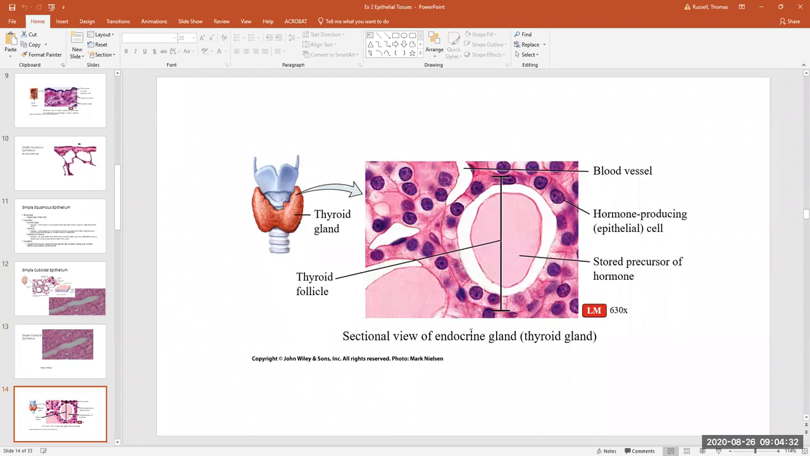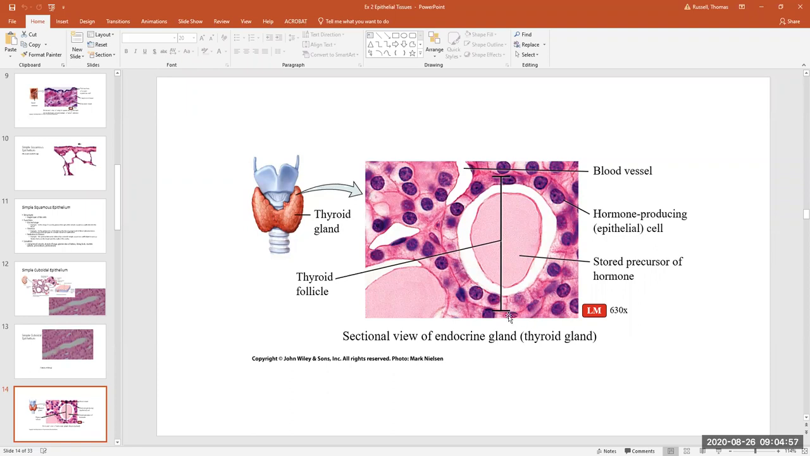So cuboidal epithelium also forms the glands in the body. This represents a thyroid gland. This is your Adam's apple, by the way. It's called the thyroid cartilage. This whole structure is called your voice box, or the larynx. So if you locate your Adam's apple, just go below it and palpate on the side of your windpipe, and you would feel your thyroid gland.